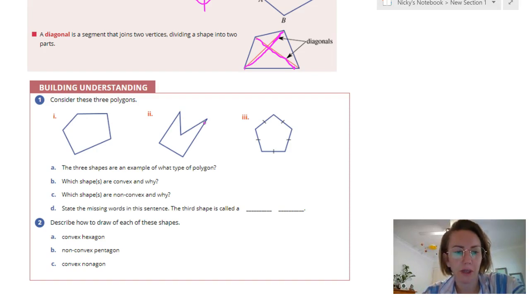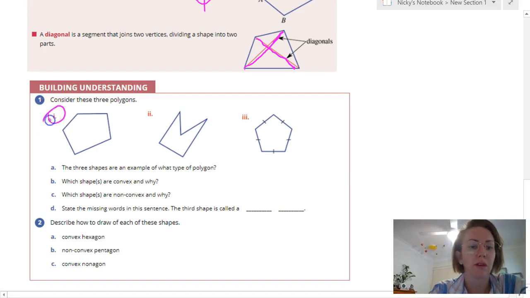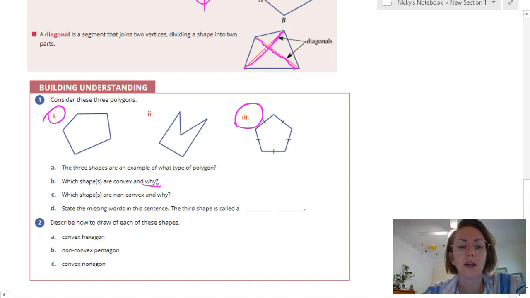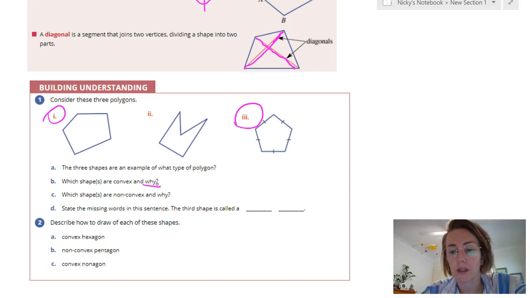Which shape or shapes are convex and why? Convex means that all of the angles inside are less than 180 degrees, and you can see that just by looking at them. So the answer would be this one is convex and this one is convex. The question asks why, and you would say because all the internal angles are less than 180 degrees. That's the definition of a convex shape. Don't say things like because they're all pushed out. That's not going to be enough mathematical information.